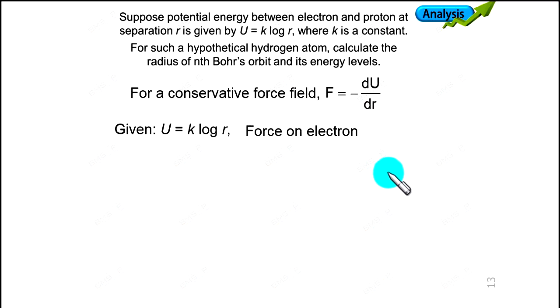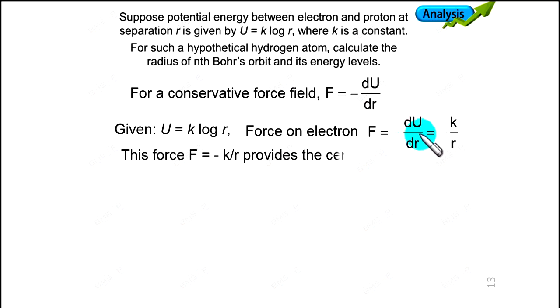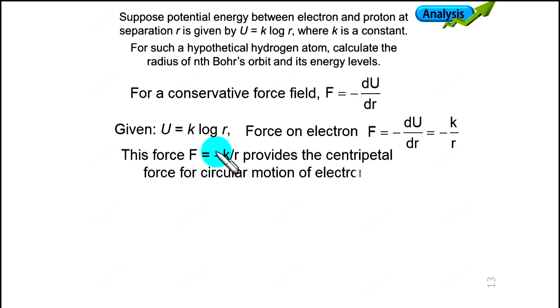This is the force between the electron and nucleus, and we know this force is responsible for providing the required centripetal force. That means we can equate the magnitude of this force with mv square divided by small r. Let this be equation number 1.